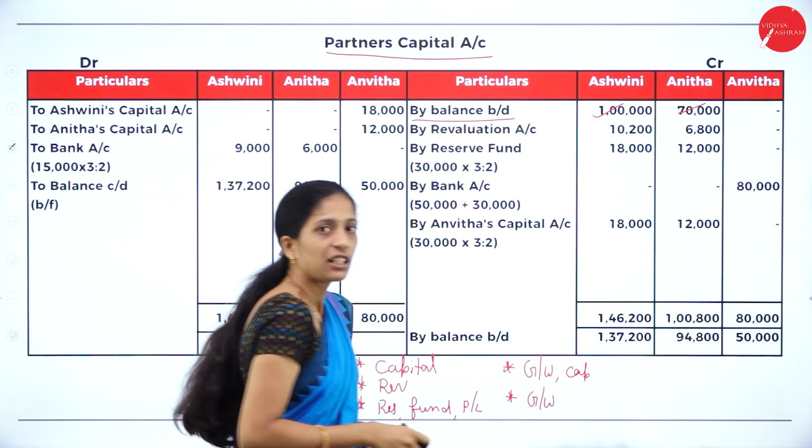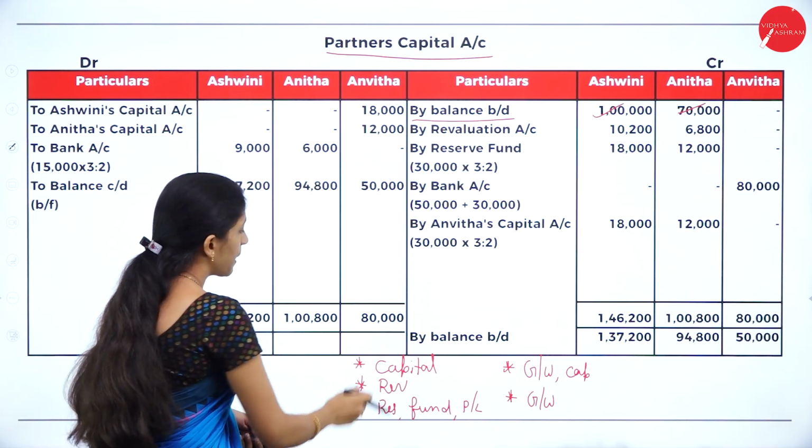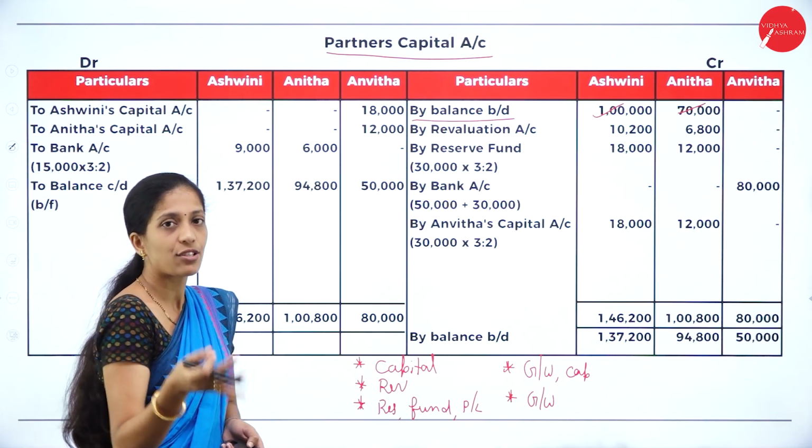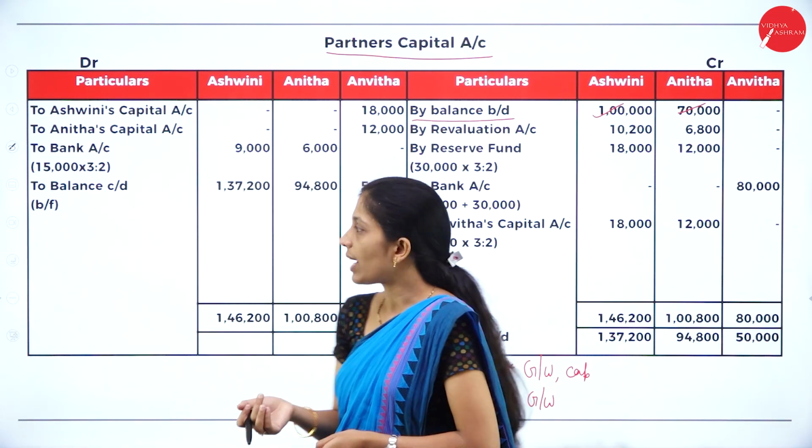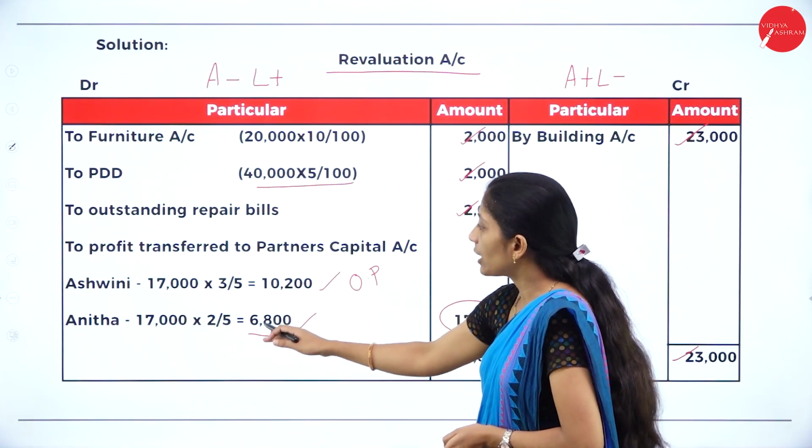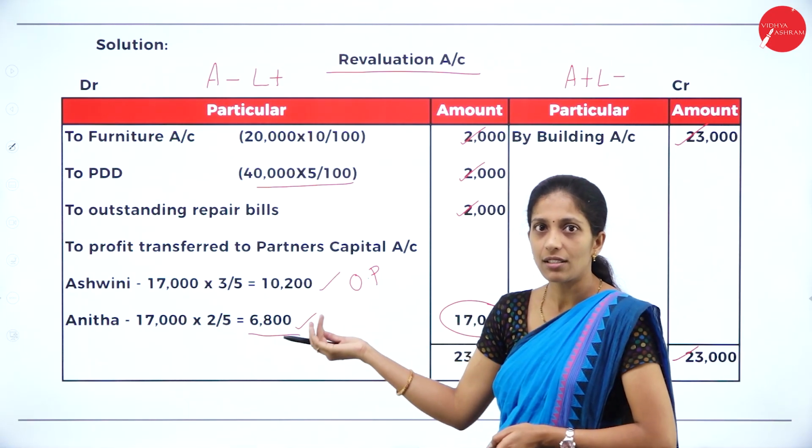No need for the new partner. Next, second step is what? Your revaluation account balance you have to transfer. So already you had prepared the revaluation account. We got the profit. So this profit has to be transferred.